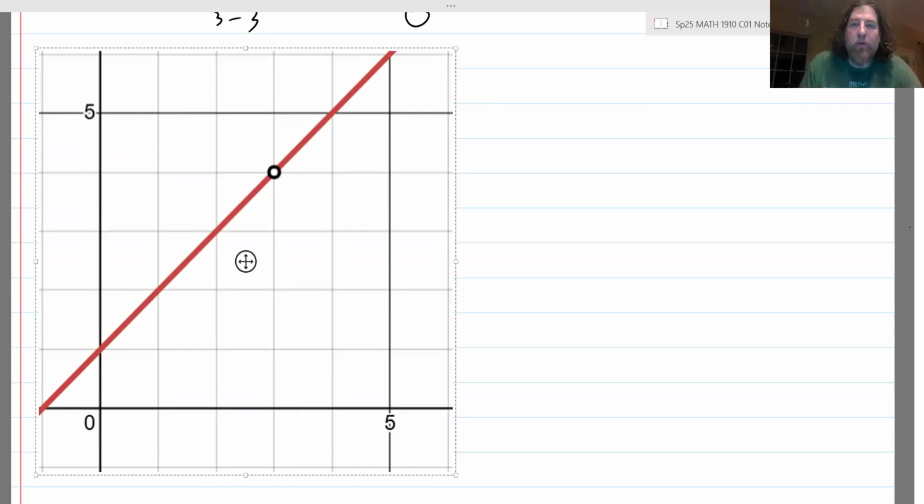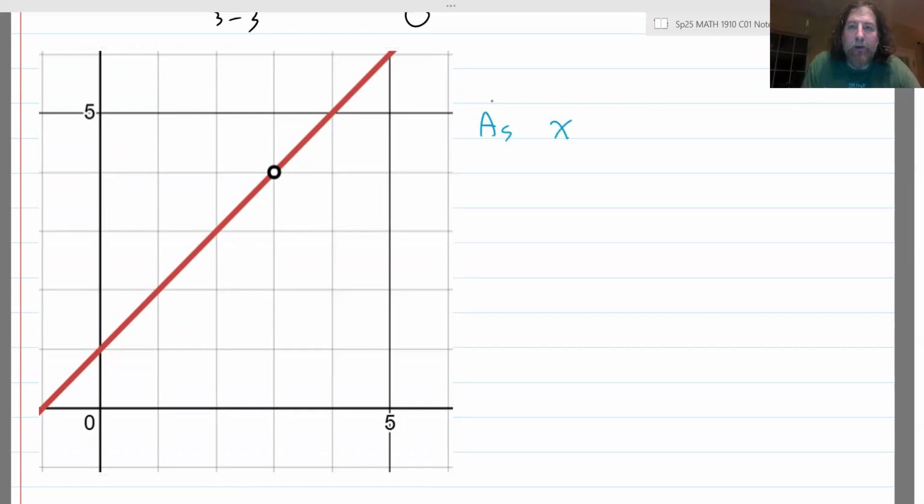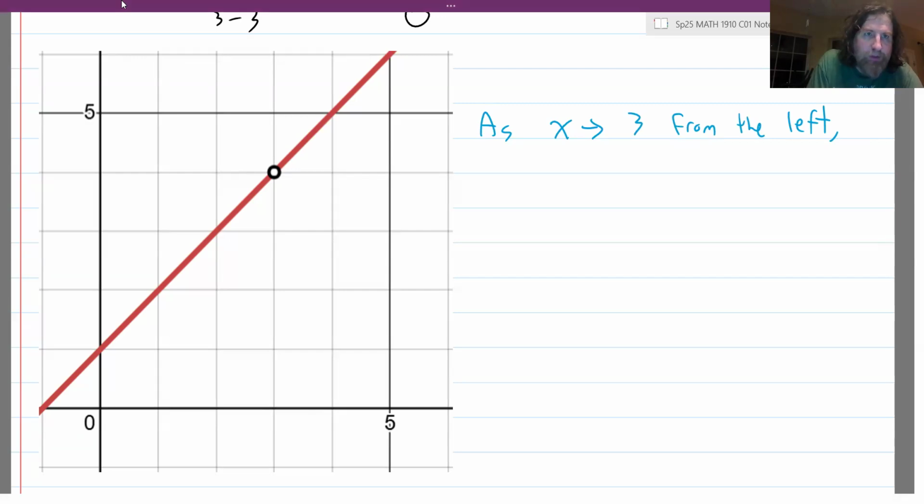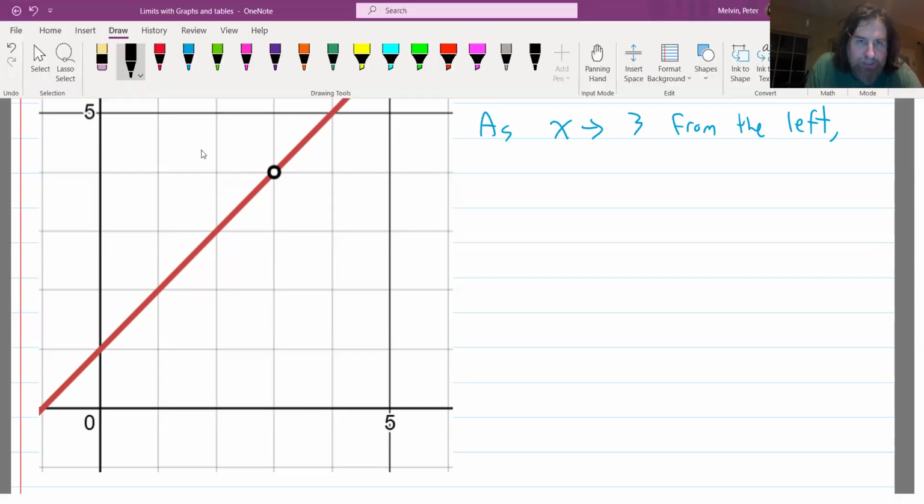Now, I want to know right now what happens as x approaches 3 from the left. Something happens. What happens? Well, let's find out. Graphically, we can look at this. We can say, okay, well, here's x equals 3. Let's mark it on our x-axis.